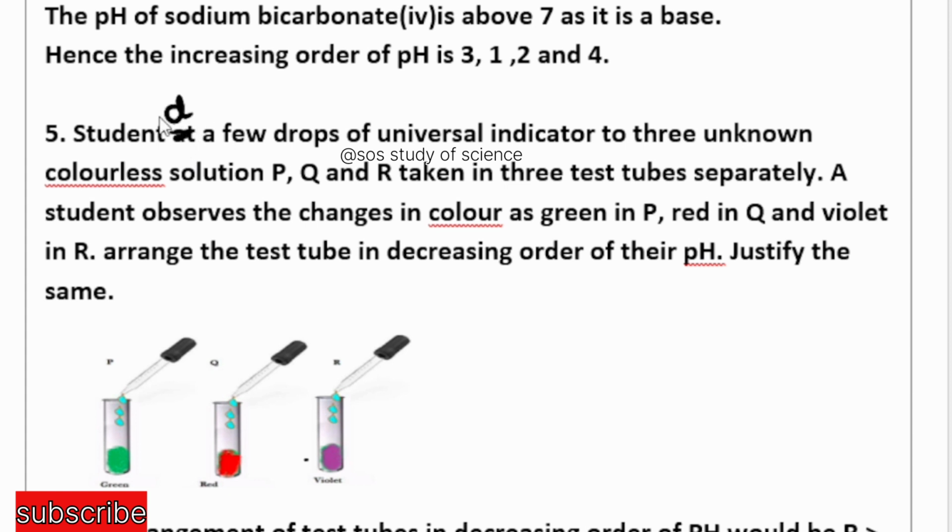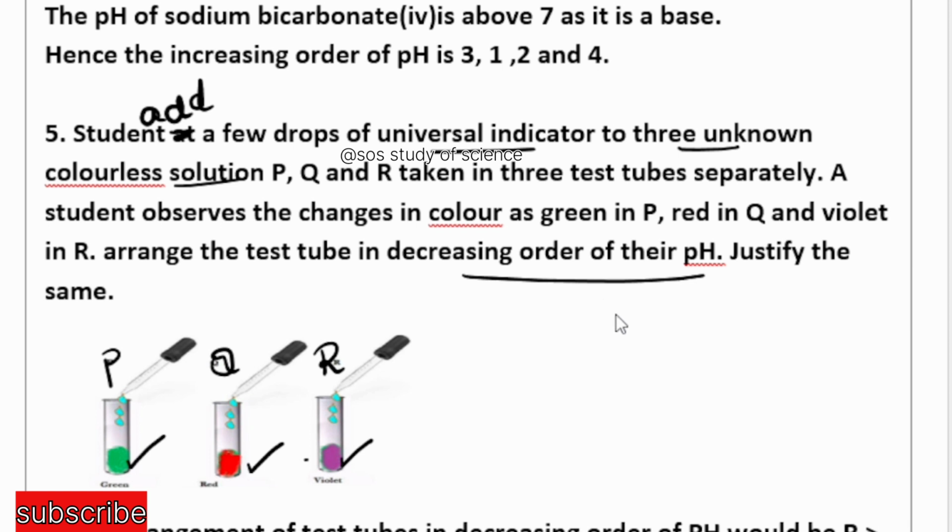A student added a few drops of universal indicator to 3 unknown colorless solutions. See, we have solution P, solution Q, and also solution R, my dear students. We have taken these 3 in 3 test tubes separately. A student observes the change in color as green in P, red in Q, violet in R. Now we have to arrange these test tubes according to the decreasing order of their pH, my dear students.